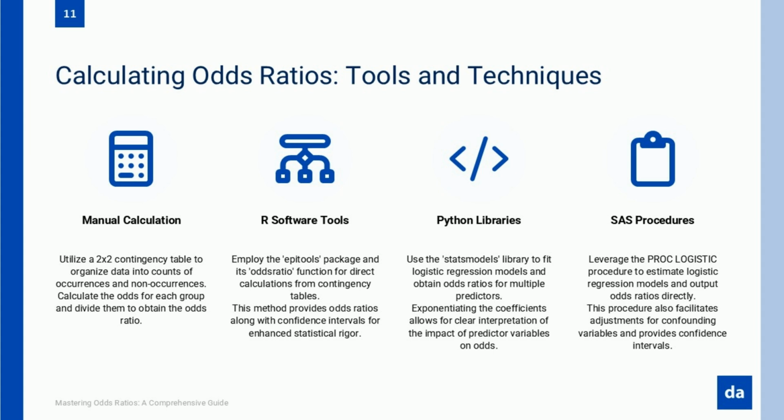However, it's crucial to approach these tools with caution. Many online calculators have limitations, such as the inability to adjust for confounding variables or provide confidence intervals. While they may serve for initial exploratory analysis, relying solely on these tools for critical research could lead to oversimplified or potentially misleading results. As we dive deeper into the world of odds ratio calculation, we encounter more advanced techniques that allow for nuanced analysis.